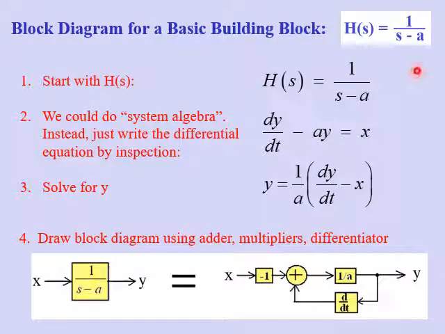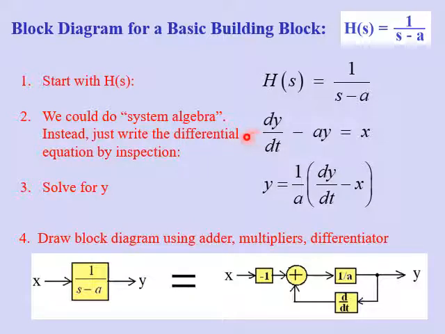Let's go on now and take a look at the second basic building block subsystem. This is the one that has a transfer function, H of s, equal to 1 over s minus a. So we'll start with our transfer function here. We'll rewrite it here. And we could proceed just as we did on the last slide and do the system algebra, but there's actually another method that sometimes is much faster, and that's to use the inspection method, which we covered in previous videos.